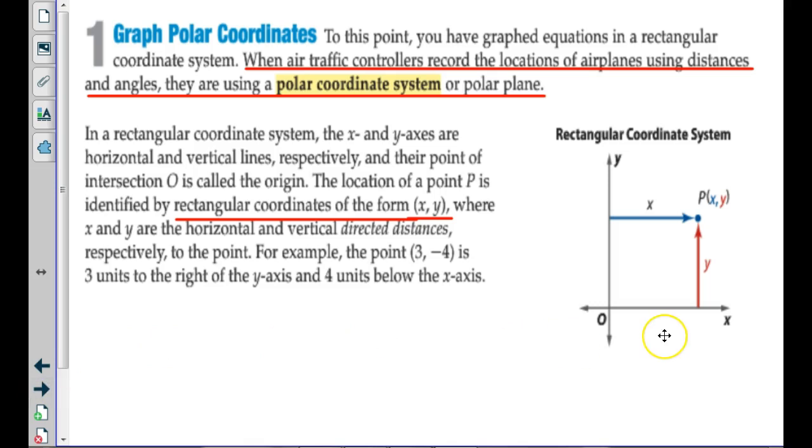In rectangular coordinates, you went left or right and then up or down. Every single point on the coordinate plane had one name, right? Polar graphing uses circles, and air traffic controllers use this kind of thing because it records the location using distances and angles. I think they use off of north, and then they use how far out the plane is from the airport.